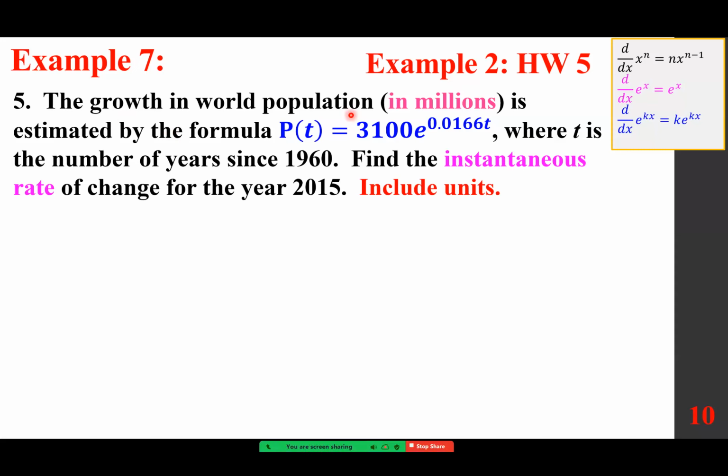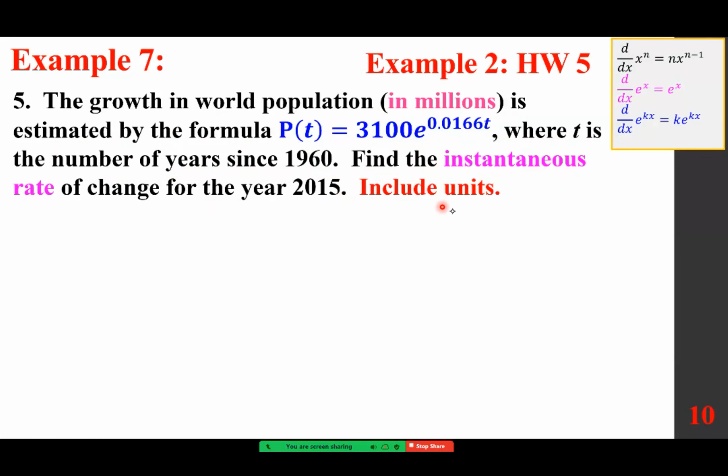The growth in world population in million is estimated by the formula P of t equals 3100 e to the power of 0.0166 t, where t is the number of years since 1960. Find the instantaneous rate of change for the year 2015, include units.